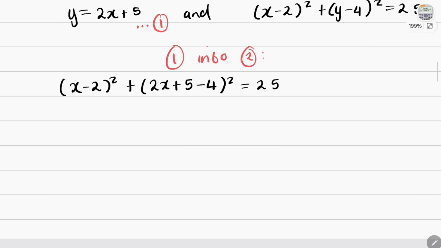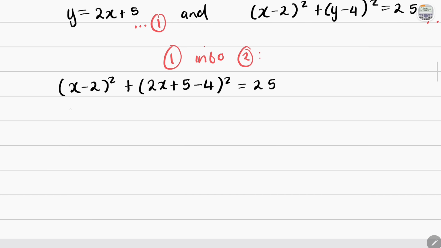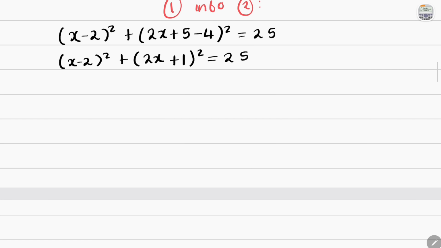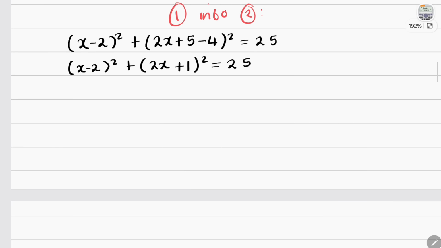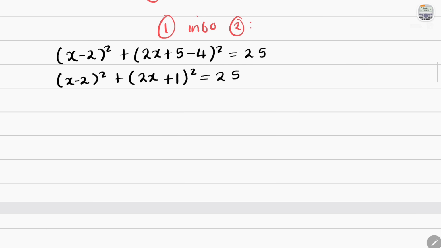And all you're doing is solving for x in this equation. So we have (x minus 2) all squared plus, and this is 2x, which gives you (2x plus 1) all squared equals 25. There's no other way to simplify them, so we can simply go ahead and start squaring. Take this and square it.